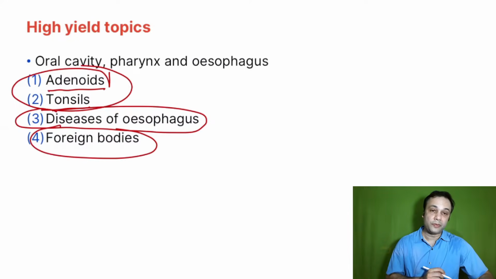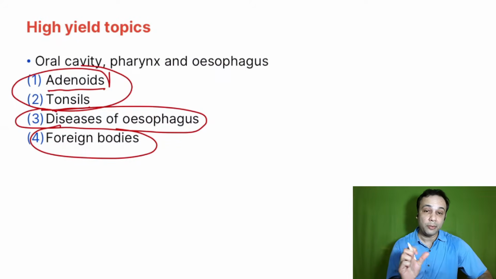Foreign bodies of the esophagus: a radiological image can be given to you. How would you remove this foreign body? Where is the foreign body? These types of questions can be asked. One question that has been asked is related to the type of foreign body. For example, a button battery has been asked as a radiological question as far as INICET is concerned.